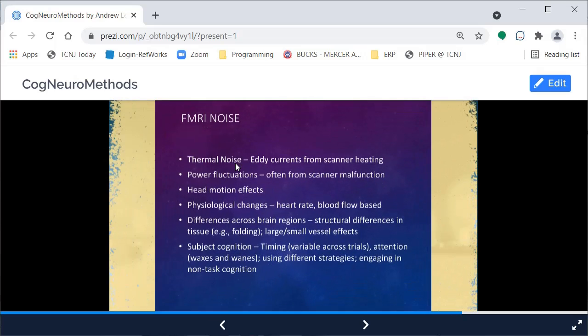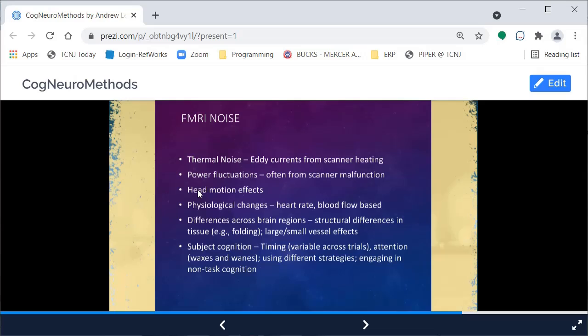A couple things to keep in mind is there's some noise that can come from the fMRI. There's some heating noise or power fluctuations. A really big one is head motion effects. If the person doesn't keep their head perfectly still and they move while you're taking images of the brain, that's going to distort your image. So everybody has to correct for head motion in some way. Researchers will also put the head in a cage to try to minimize head motion.